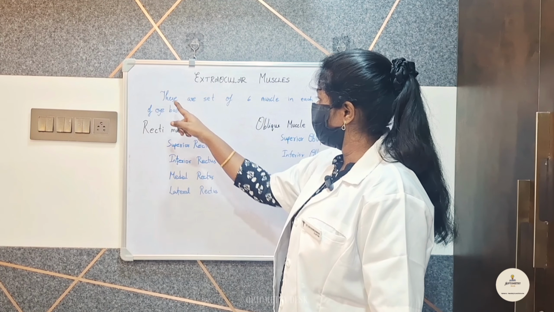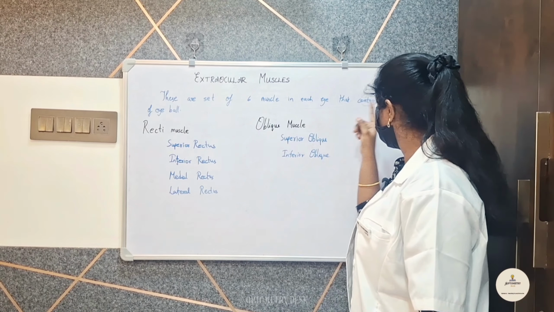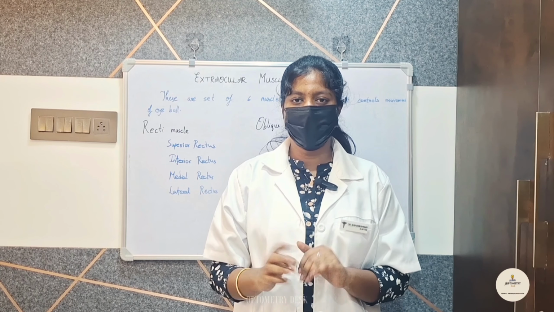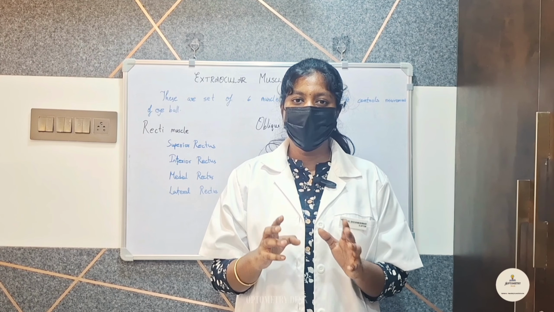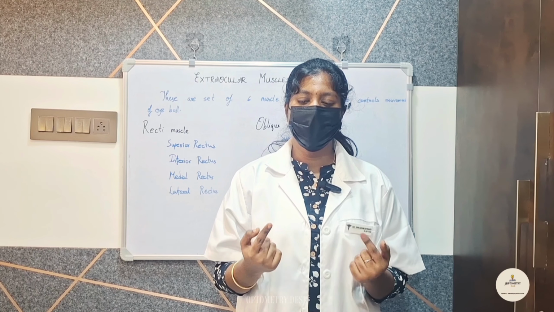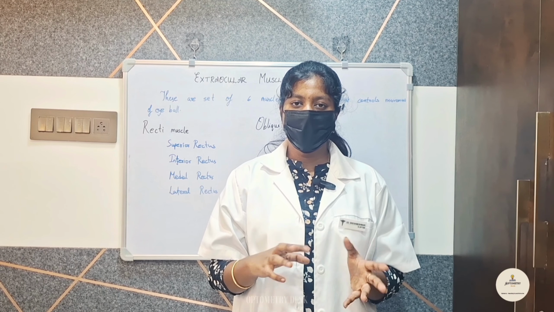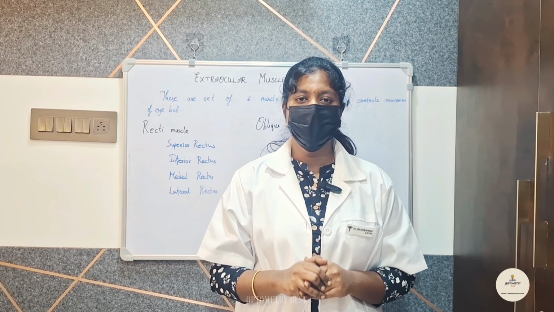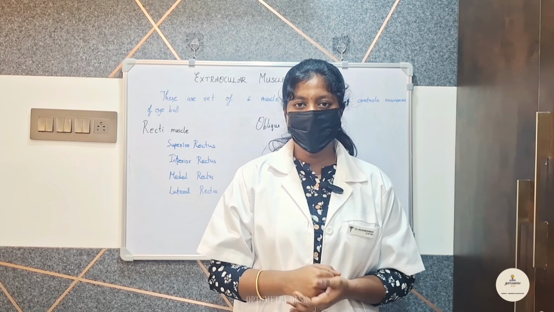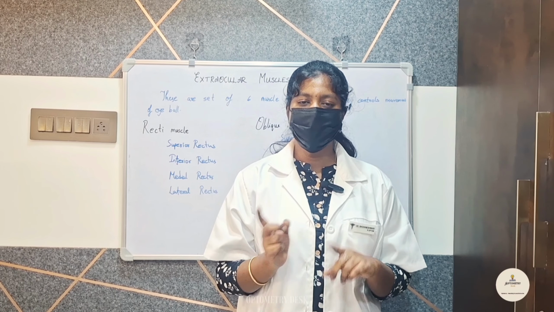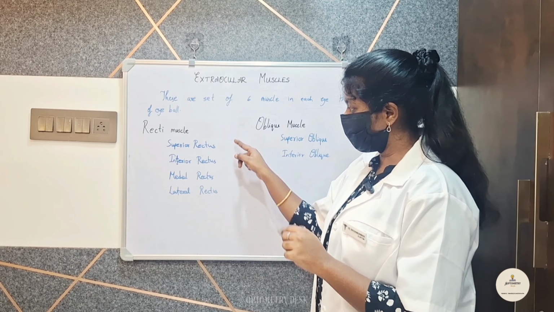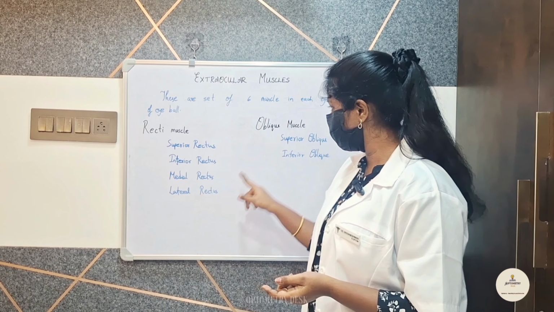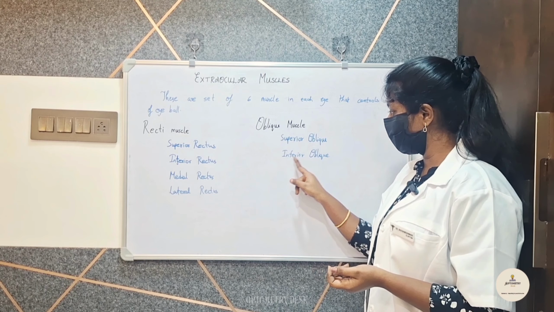First, extraocular muscles. These are a set of 6 muscles in each eye that control movement of the eyeball, totally 12 muscles. These muscles control and coordinate the movement of the eyeball. These are totally 6 in number for each eye, and it is broadly of 2 types: recti muscles and oblique muscles. Recti muscles are totally 4 muscles: superior rectus, inferior rectus, medial rectus and lateral rectus. Oblique muscles: superior oblique and inferior oblique.